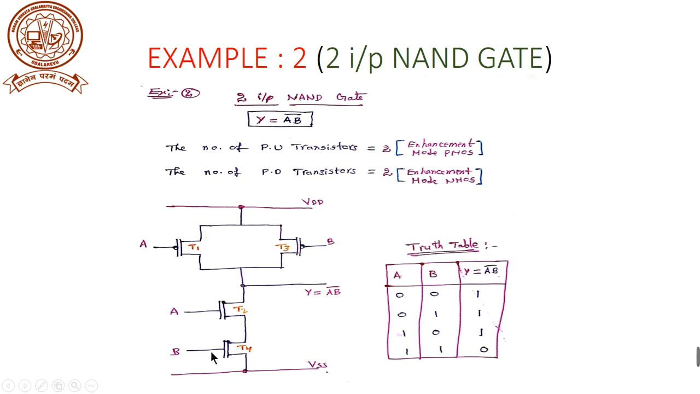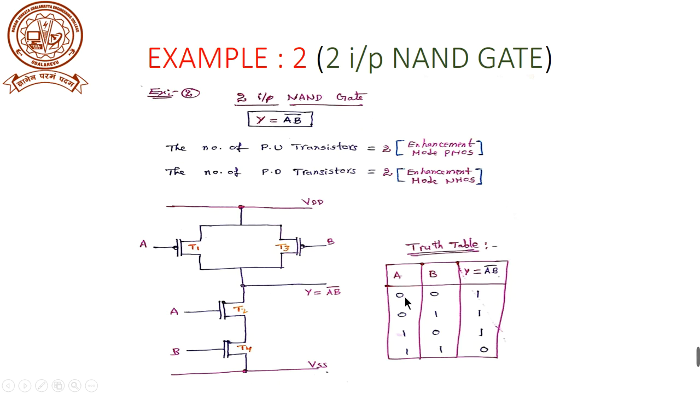And coming to the pull down logic, the NMOS transistor logic, for the AND operation, these two connect in series. Series means the source of T2 is connected to the drain of T4. This is the circuit design for the two input NAND gate, and this is the truth table for the two input NAND gate. For the different input combinations A and B, the output Y is equal to AB whole bar.